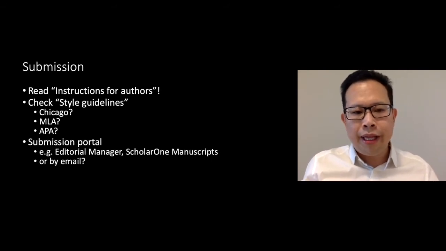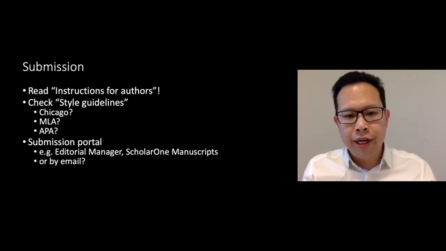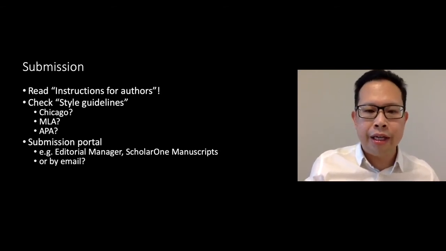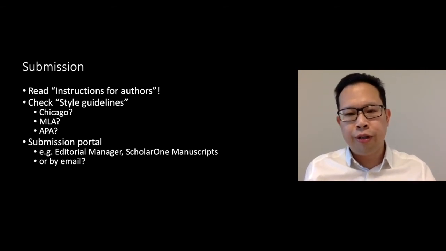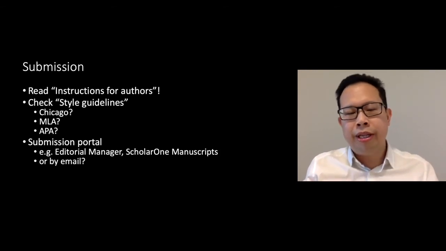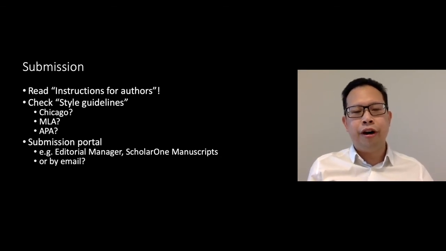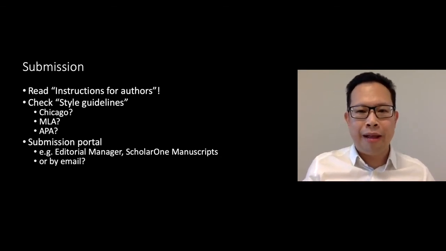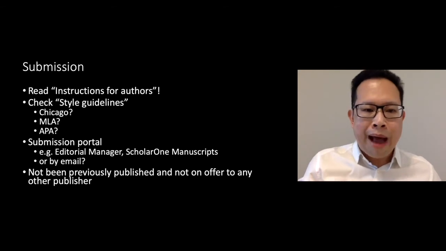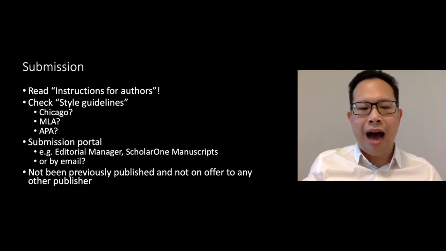Next, another important thing is to find out how you can submit your manuscript to the journal. Some journals use online software such as Editorial Manager or ScholarOne Manuscripts for you to submit your article online. Other journals might prefer you to email the journal editor. So therefore, pay attention to the instructions for authors to find out how you can submit your manuscript to the journal. And also, most importantly, your manuscript must not be previously published and not on offer to any other publisher.